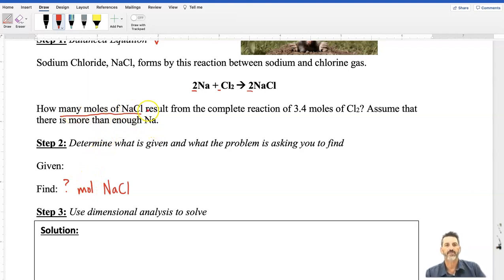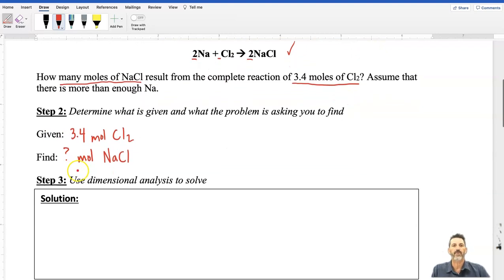So how many moles of sodium chloride result from the complete reaction of 3.4 moles of chlorine gas? So this is where I want to start. This is what's given, 3.4 moles of Cl2. So I have my balanced equation. I know where it is given, and I know what I want to find. So at that point, I'm just going to set up my dimensional analysis.